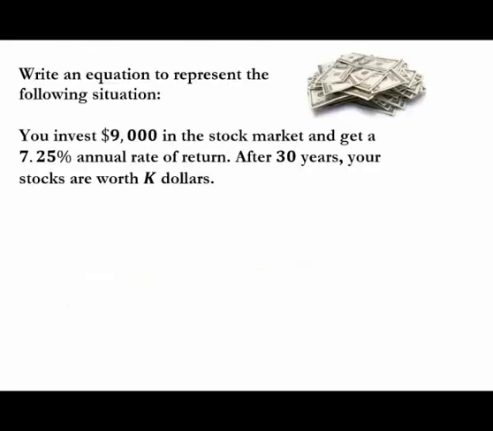Write an equation to represent the following situation. You invest $9,000 in the stock market and get a 7.25% annual rate of return. That's pretty good. After 30 years, your stocks are worth K dollars. So we can just read off these values and think about our formula. Our initial formula was f of t equals a times 1. In this case, we're making money, so we're getting an annual rate of increase. So we're going to do 1 plus r to the t power.